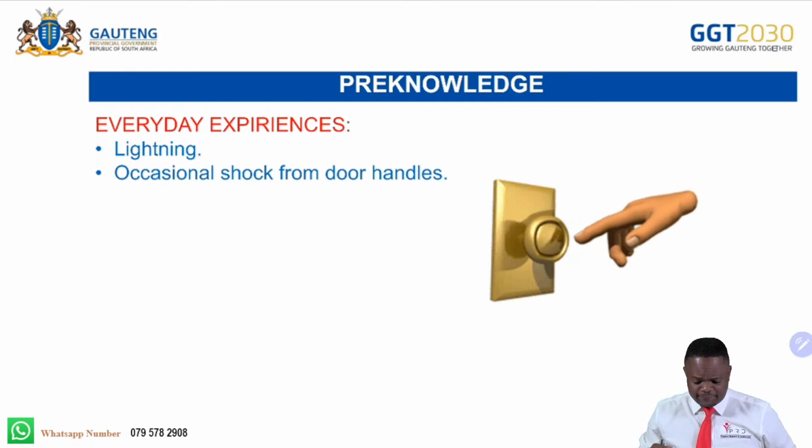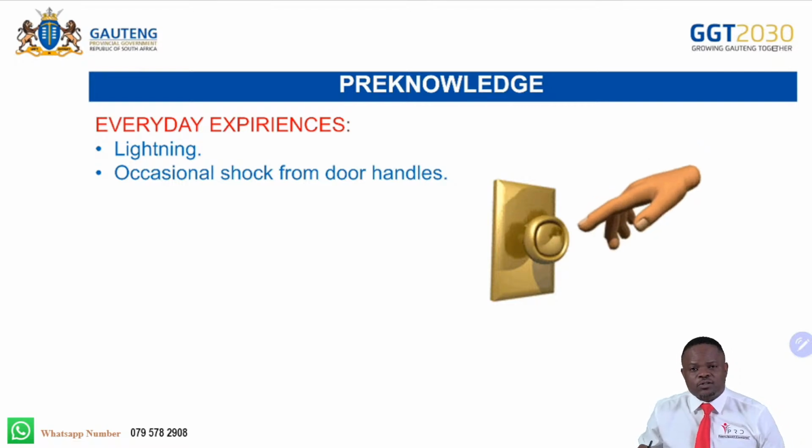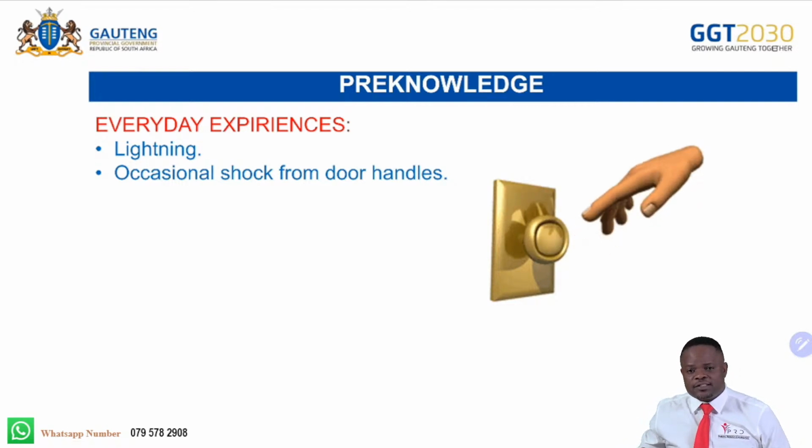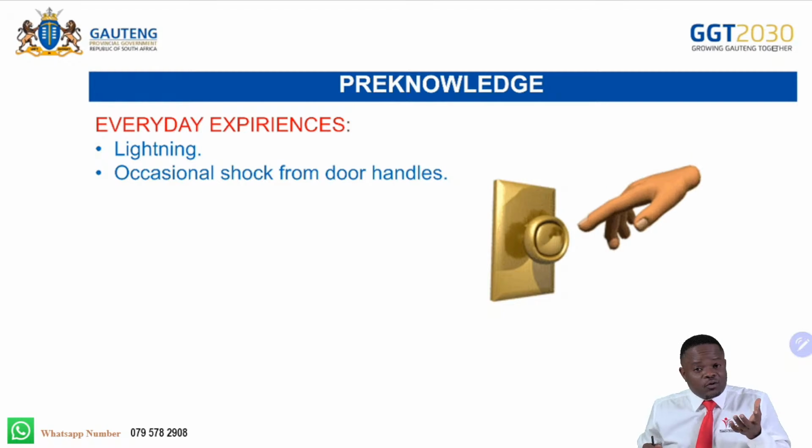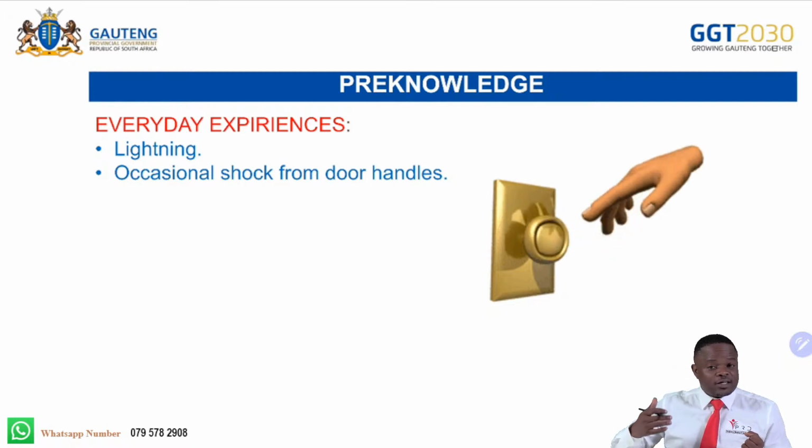When you have that occasional shock, normally when you walk across the carpet, there is friction occurring between your feet and the carpet. During friction, when atoms enter into friction, there is a transfer of electrons. If we are having a transfer of electrons, it means some of the atoms are going to gain electrons, while other atoms will lose electrons. And what are we going to have after that? We're going to have an imbalance of charge.